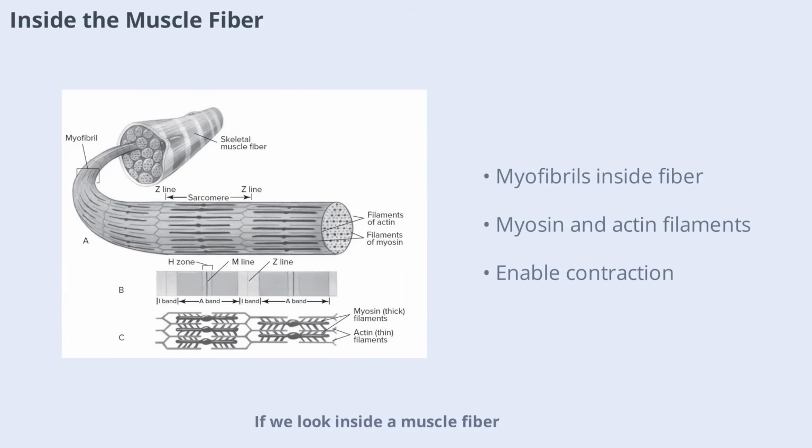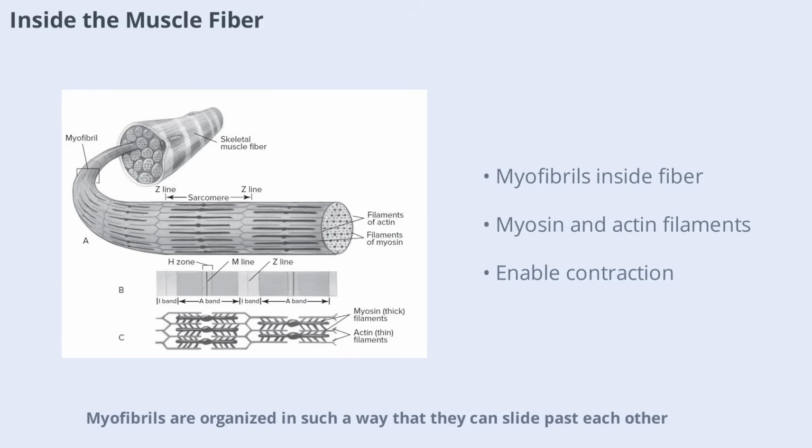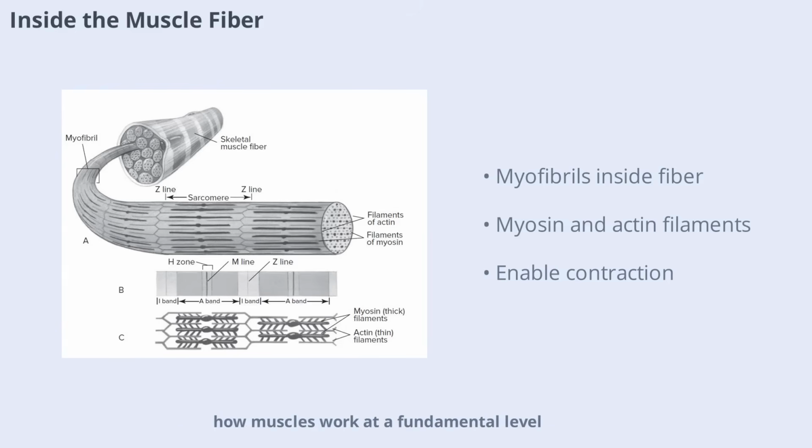If we look inside a muscle fiber, we find a complex structure filled with parallel, thread-like myofibrils. These myofibrils are made up of even smaller units called myosin and actin filaments. The arrangement of these filaments is what allows muscles to contract and produce movement. Myofibrils are organized in such a way that they can slide past each other, shortening the muscle fiber and generating force. This microscopic organization is key to understanding how muscles work at a fundamental level.